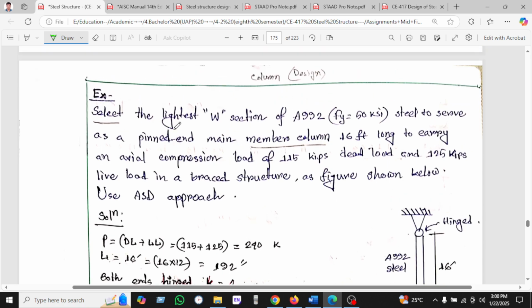Select the lightest W section of A992 steel to serve as a pin-ended main member column 16 feet long to carry an axial compression load, where dead load is given as 115 kip and live load is 125 kip, and bracing structure and figure are given below.